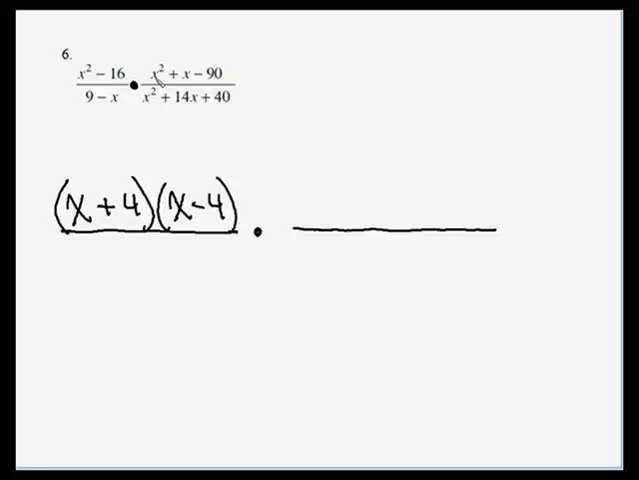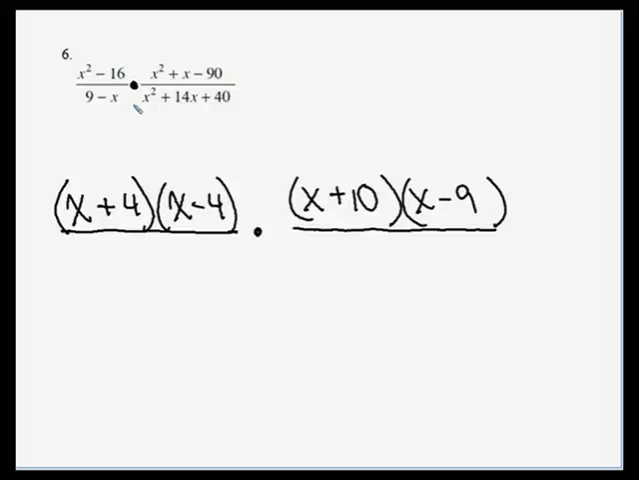Numerator on the right here, x squared plus x minus 90. We got a nice trinomial. My x squared term has to come from x times x. The factors of negative 90 that add up to positive 1 would be 10 and 9. And we want the 10 to be positive. So plus 10 and minus 9.